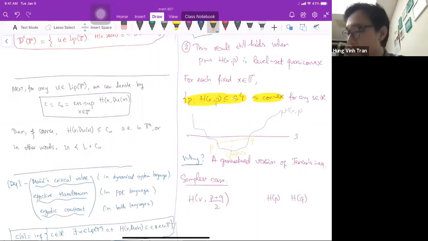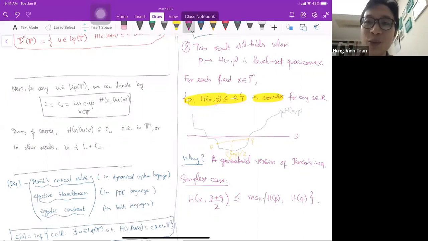So naturally, this suggests that I have this substitute inequality. Instead of h of (p plus q) over 2 being less than or equal to the average of h of p and h of q, it is less than or equal to the max of h of p and h of q. Because the max of h of p and h of q defines the sublevel set S, and clearly if p and q are in the sublevel set S, then so is (p plus q) over 2, because the sublevel set has to be convex. So that's the substitute inequality for the level set quasi-convex case.